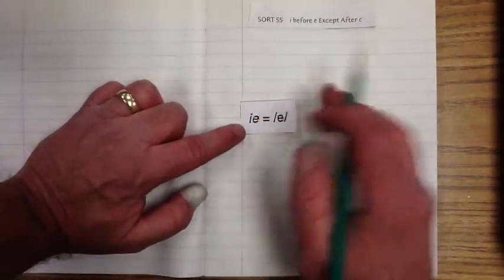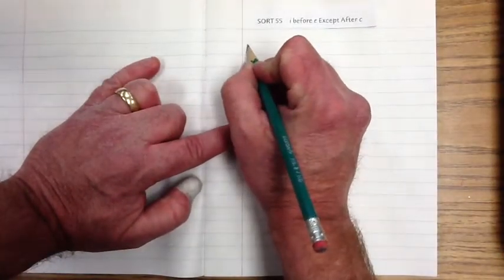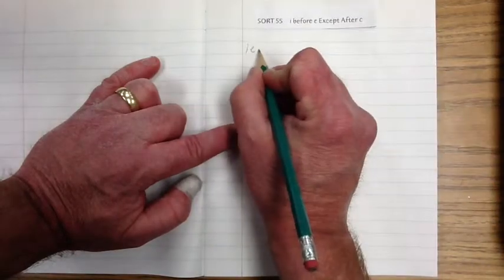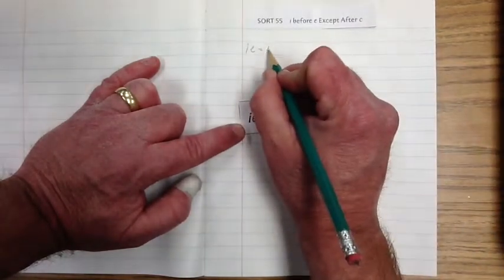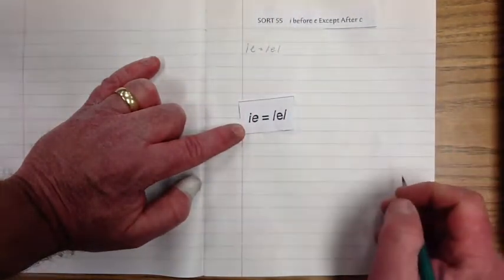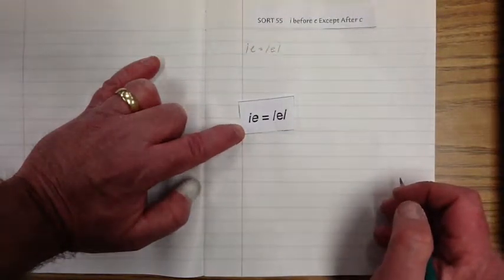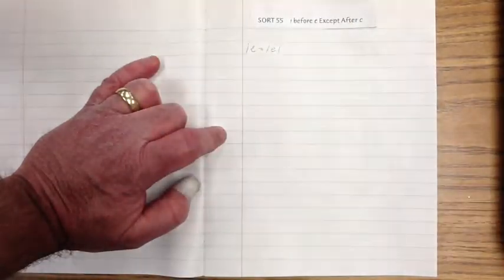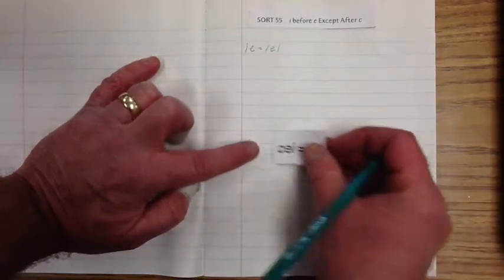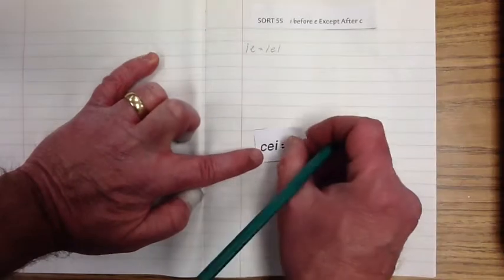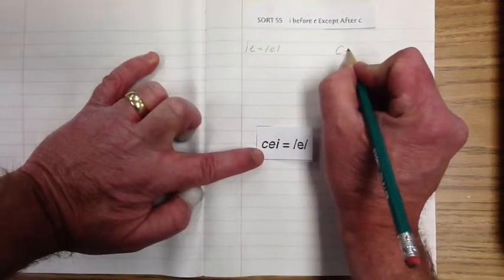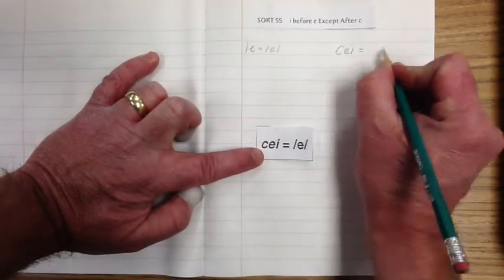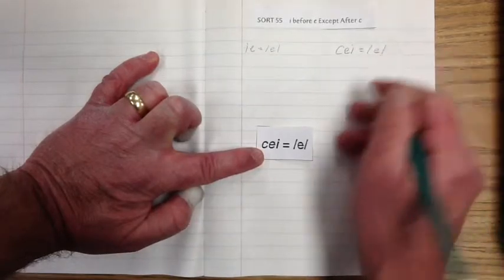Let's go ahead and get our exemplar set up. Let's start with our first one here. This one's going to be the IE, so write IE. And this is going to equal a sound. I'm going to talk about that sound in just a second. Let's jot down another exemplar. This one's going to be C, E, I, and that's going to equal, again, a sound.